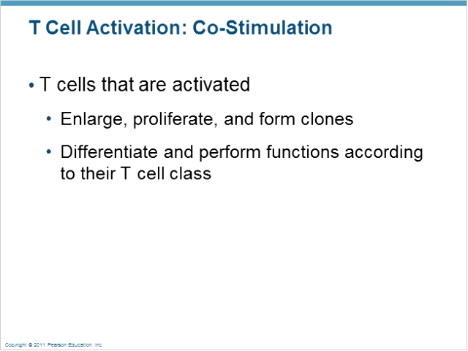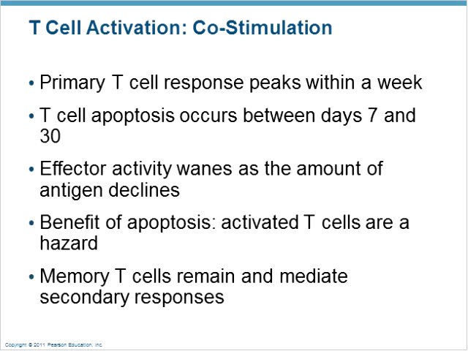Through co-stimulation, T cells are activated, enlarge, proliferate, and form those clones we talked about, which would be those activated cells as well as the memory cells. They differentiate and perform functions according to their T cell classes, whether that's a helper cell or a cytotoxic cell. Primary T cell response peaks in about a week.